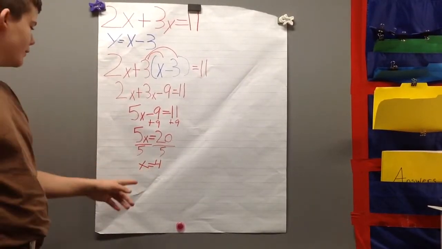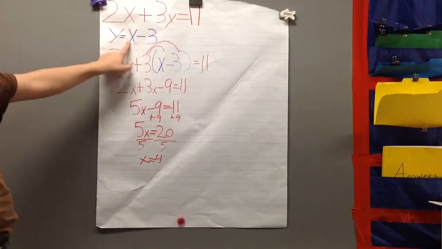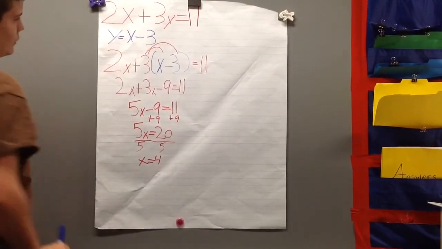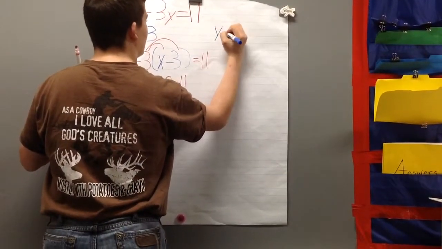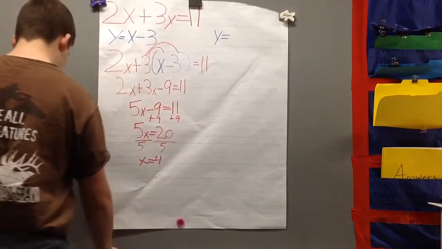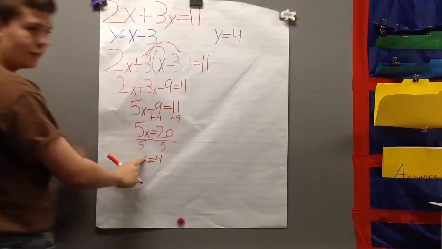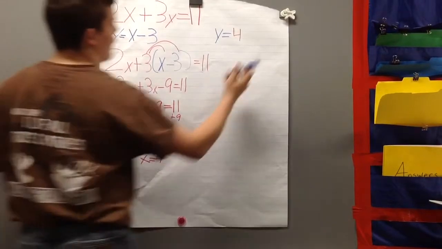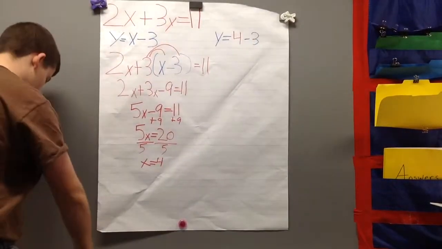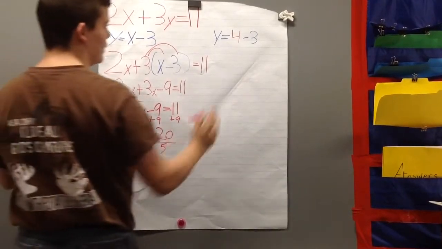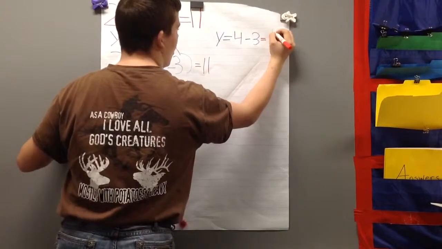Then to find your y, you're going to plug x into one of these equations. We're going to plug it into the y = equation. Therefore, we have y = 4, that's your x from down here, minus 3. You simplify, and 4 minus 3 equals 1.